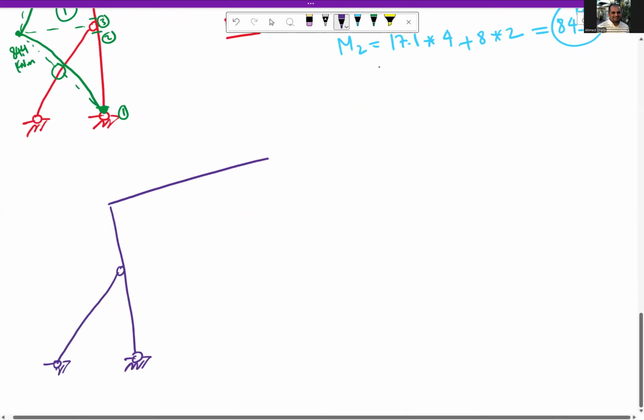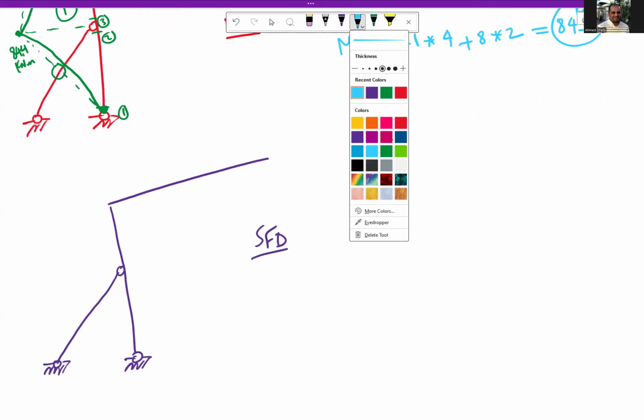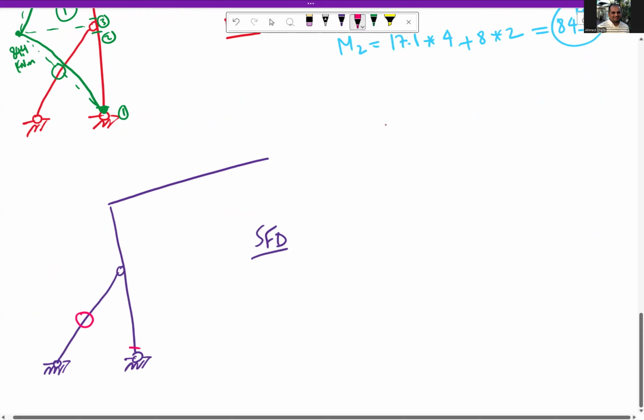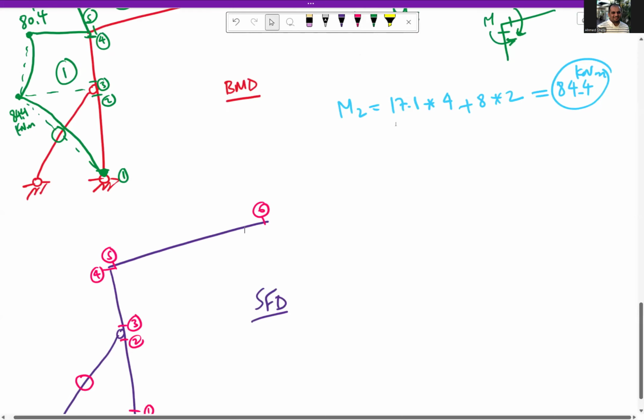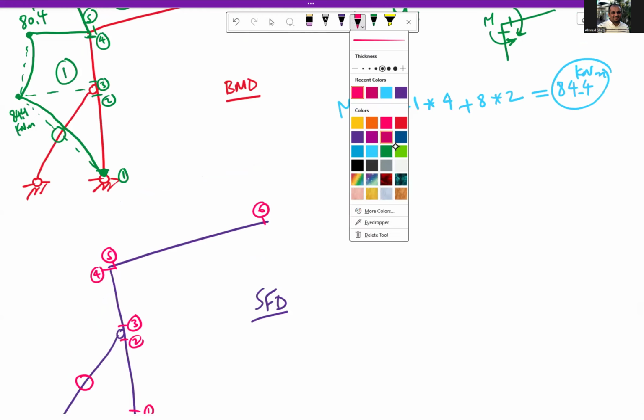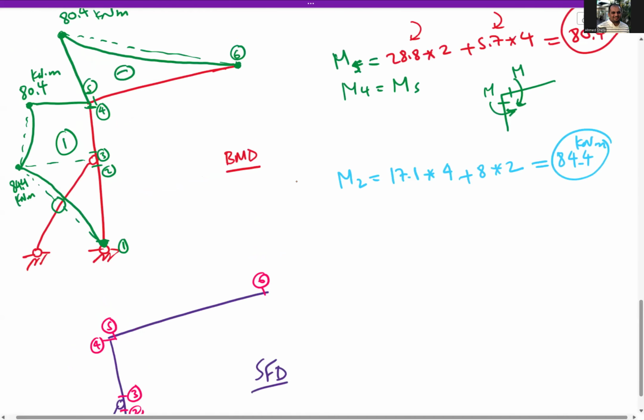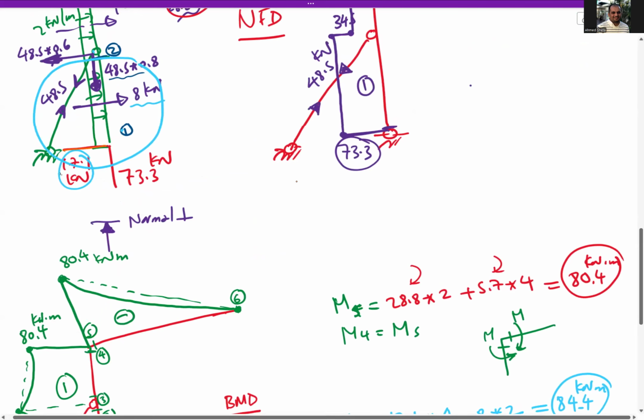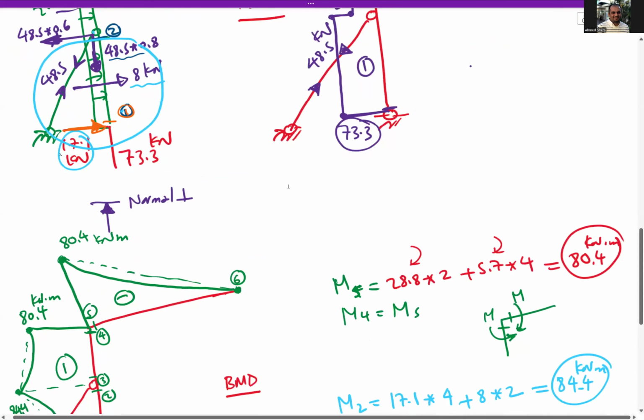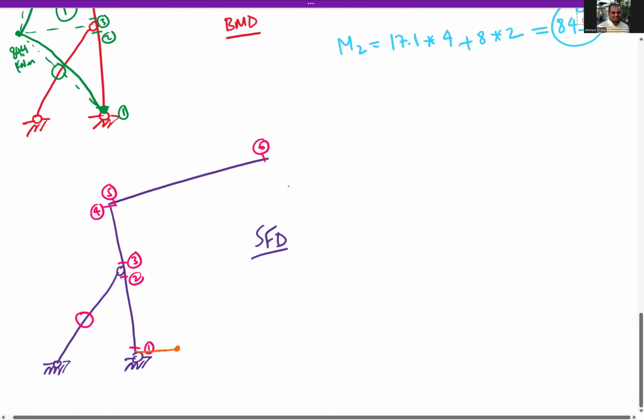This is the shear force diagram. Similar to the bending moment diagram, there is no shear on the cantilever, and we have cut 1, 2, 3, 4, 5, and 6. So we have 6 sections for drawing the shear. At section 1, what causes shear is the horizontal reaction. So we have 17.1 kilonewton.